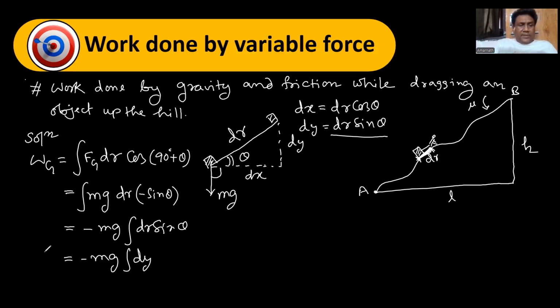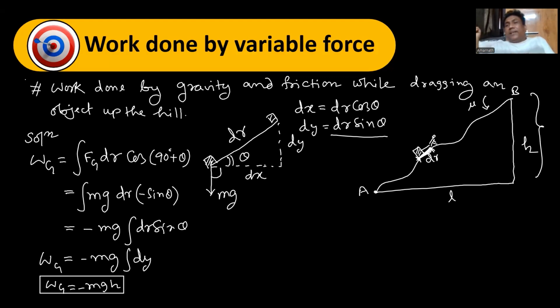The interesting part is that the gravitational work depends only on the vertical shift, because dy is only the vertical shift. From A to B, if we integrate it, I am going to get h. So the work done by gravity is minus mgh. How it goes does not matter; the final answer depends on how much height it covered. So the answer is minus mgh only. It is slope independent. Sometimes the slope will be more, sometimes less, but the gravitational work depends only on the vertical shift.